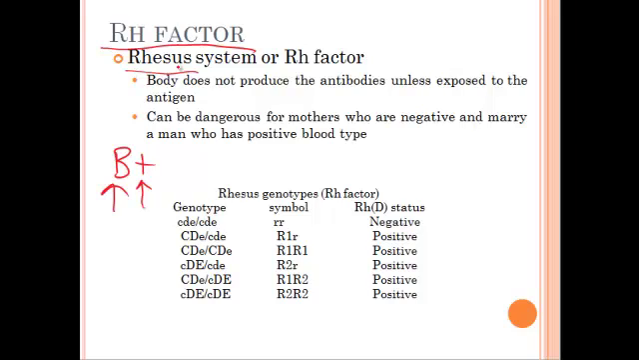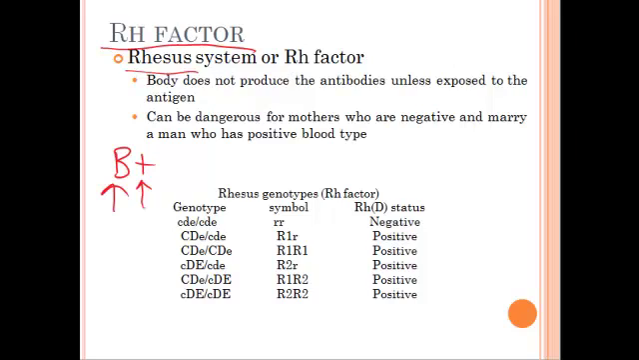So if you have negative type blood, once you come in contact with positive blood, your body will start producing antibodies against that positive type blood. Only after. So say you get one transfusion where you have negative blood, you'd be okay.